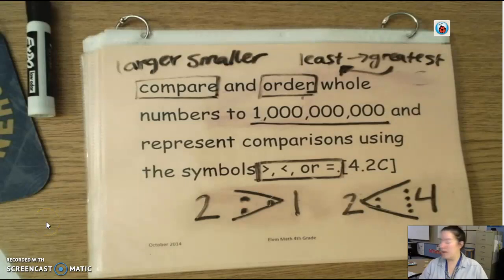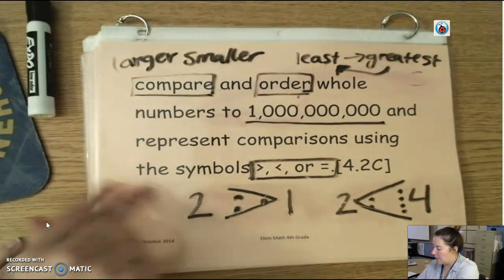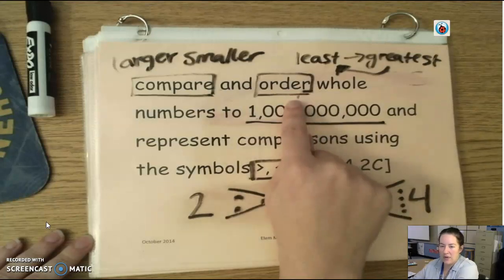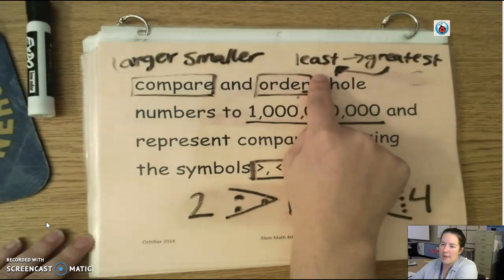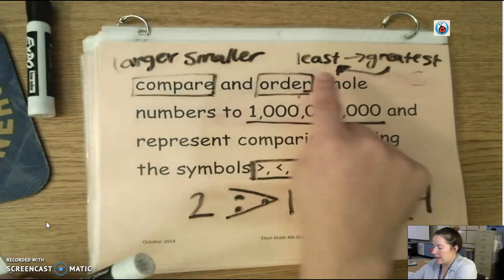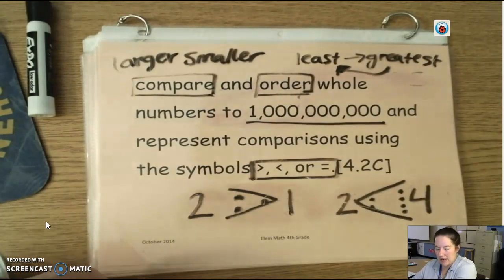Alright, hey guys. Today we're still working with the same TEK, so it's 4.2c. Yesterday we focused on comparing numbers using the less than, greater than, or equal to symbol. Today we're going to focus on the second part of the TEK, which was ordering whole numbers. So that's when we put them in order from least to greatest or greatest to least. Or another way, like smallest to largest, largest to smallest. Those are different ways to say it.